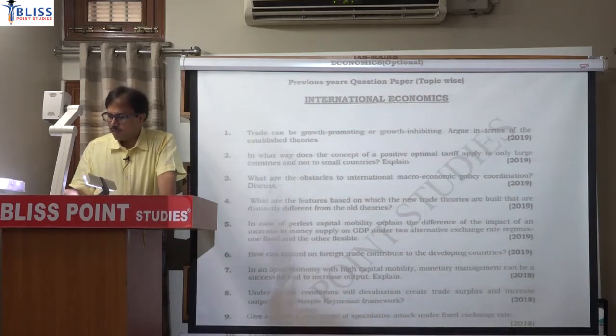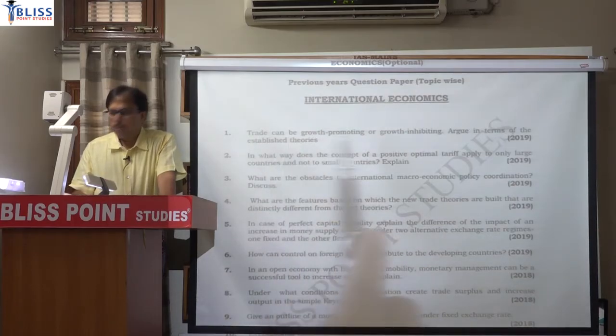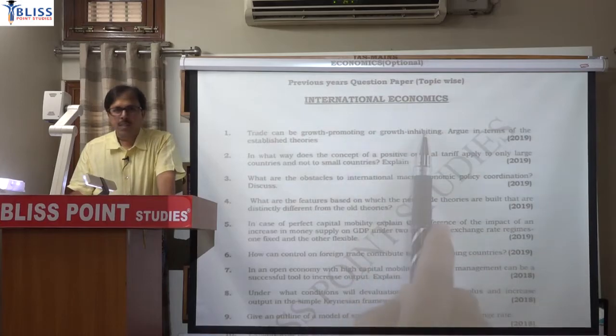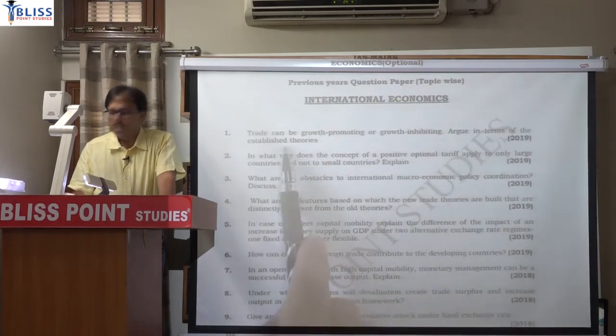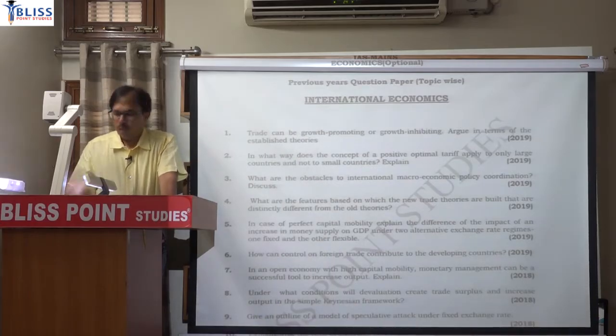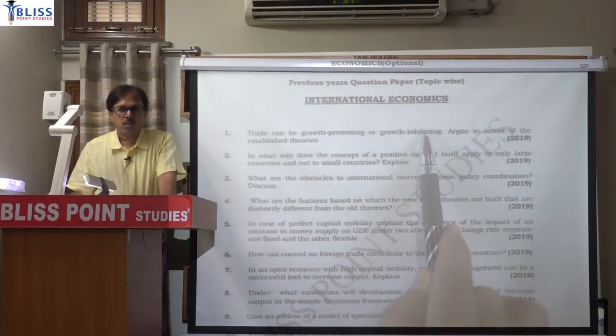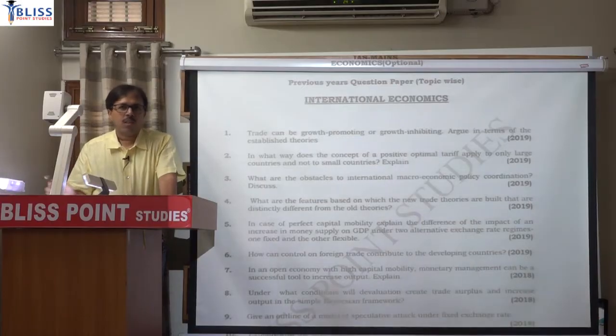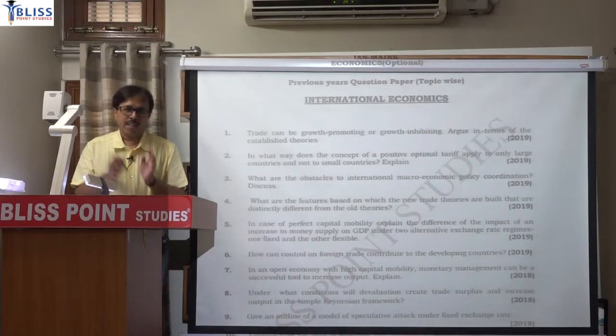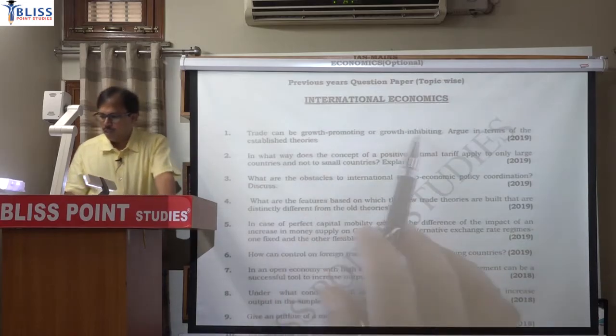Another applied question was this first one: trade can be growth promoting or growth inhibiting. Argue in terms of established theories. So you know the theories. Now from those theories you have to relate which theory is growth promoting and which theories explain growth inhibiting. So it was again not targeted at any specific model, it was in general. So you must know all the theories so that you can relate them with growth promoting and growth inhibiting theories.